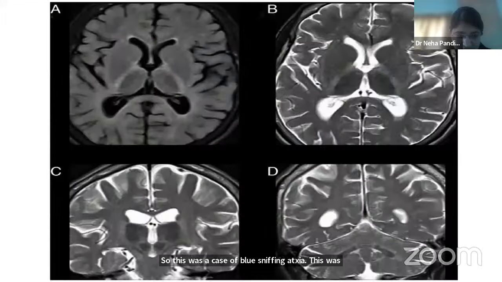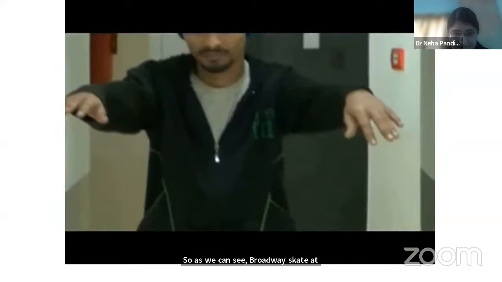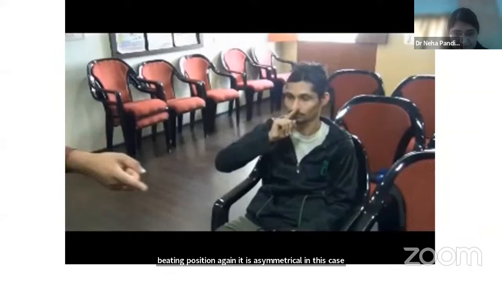This was another case who presented to us a few years back. I would just like to share the video of this case as well. As we can see, broad-based gait, ataxic gait, and bilateral postural tremor is there. Also in wing beating position, again it is asymmetrical in this case as well. Then bilateral dysmetria was there.